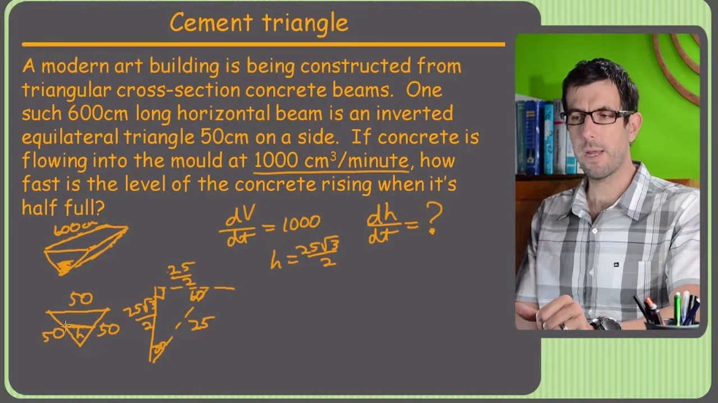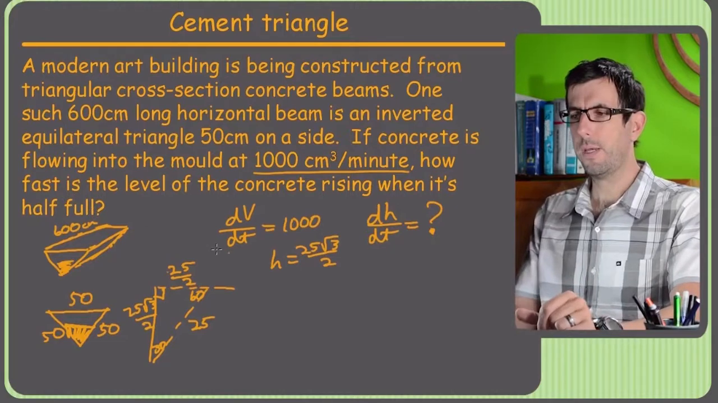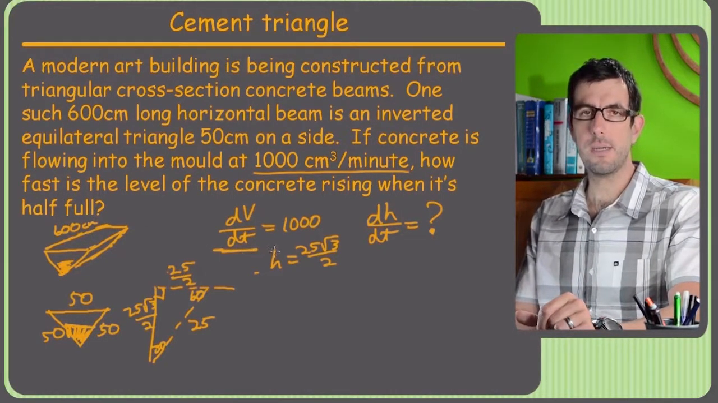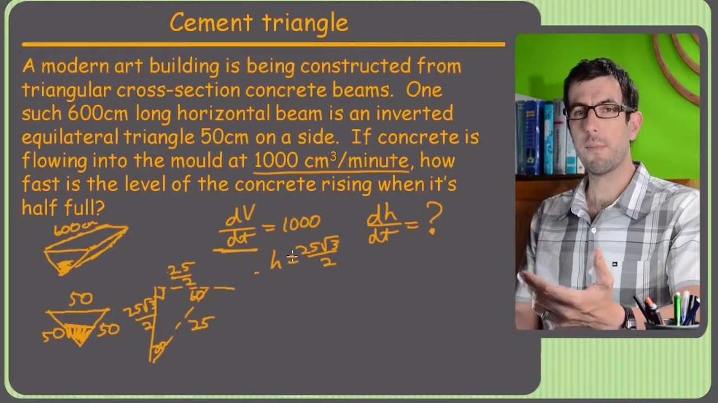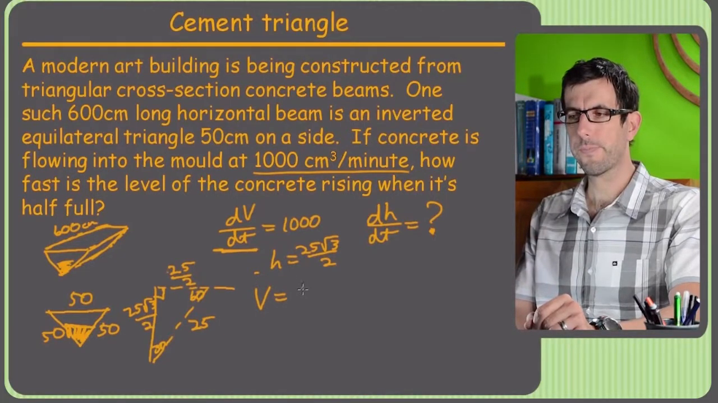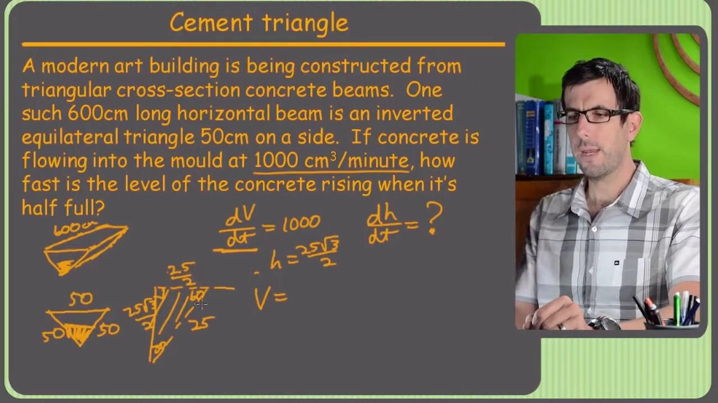It's going to be this area times the length of this thing, which is 600. So the volume, and I know I want to use volume because they gave me dV/dt. Since I'm working with volume, I have to start with the volume formula. So V equals the area of the concrete at the end, this area, times the length.